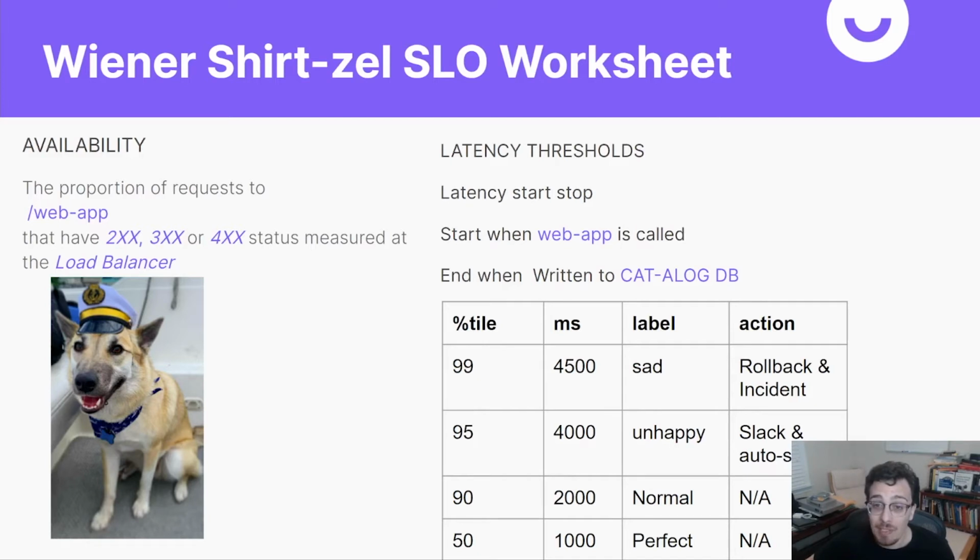To help us here, let's think about what actions we might want to take to remediate the service when it degrades. Here, it looks like the team wants to send a message on Slack and autoscale it if 95% of the writes to catalog DB exceed 4,000 milliseconds. And then if the service degrades even further, such that 99% of the writes exceed 4,500 milliseconds, roll back, declare an incident, and investigate it. These sound like pretty well-designed SLOs to me.